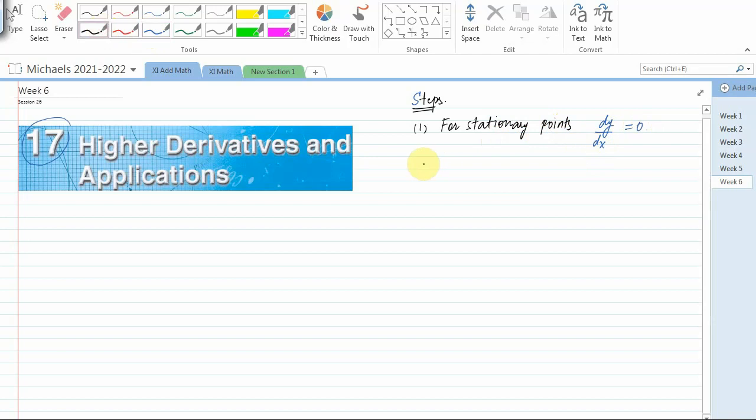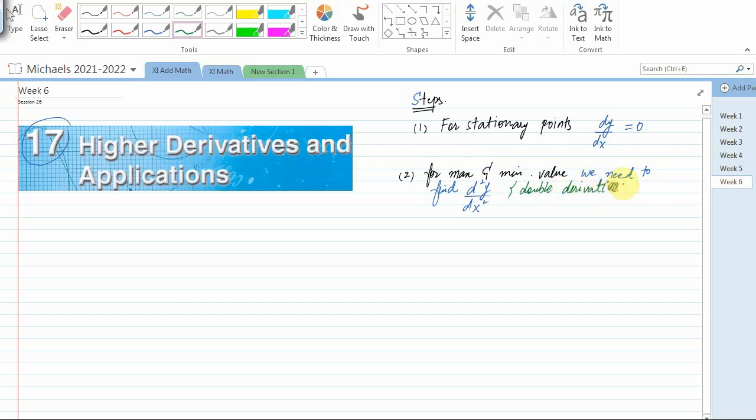Now it says higher derivatives, so now we have greater value and lesser value. For maximum and minimum value, we need to find d square y divided by dx square, right? And it refers to the double derivative.